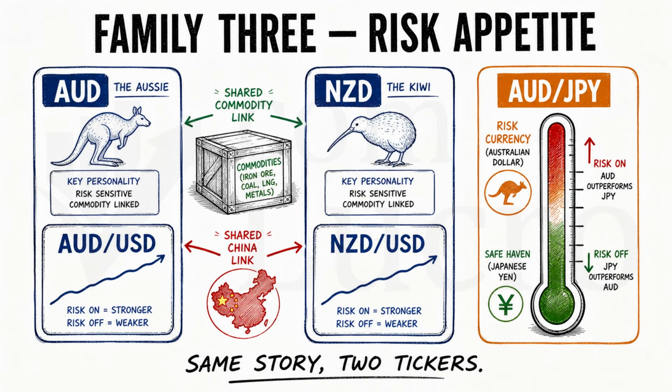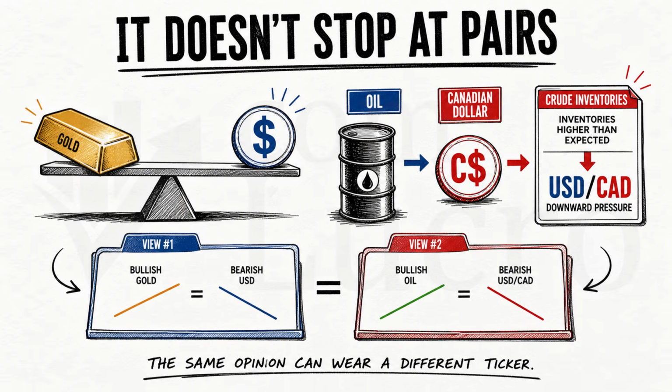The third family is risk appetite, and you've already met it. The Aussie and the Kiwi are near twins. Same commodity story, same exposure to China, same behavior when the world feels brave. So AUD/USD and NZD/USD track each other closely. And AUD/JPY, with a risk currency on one side and a safe haven on the other, becomes the market's fear thermometer. This doesn't stop at currency pairs either.